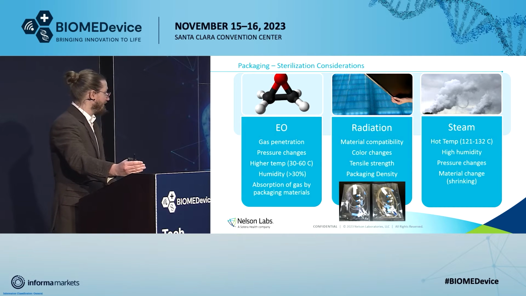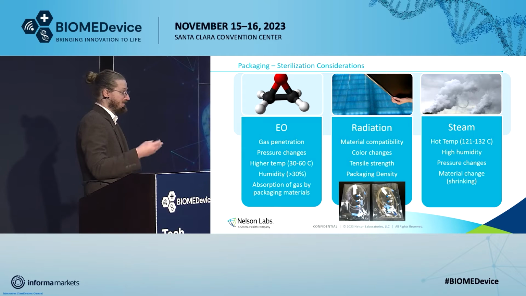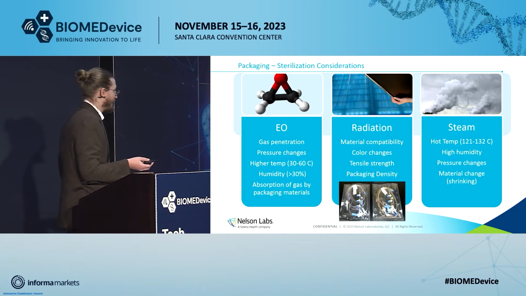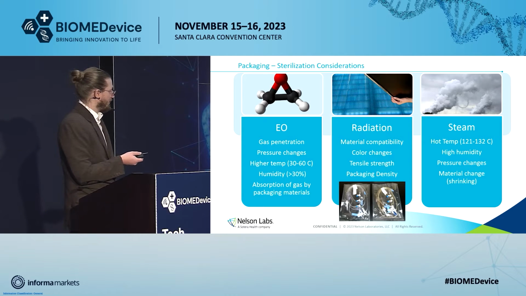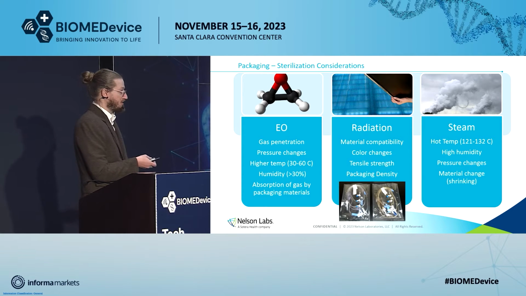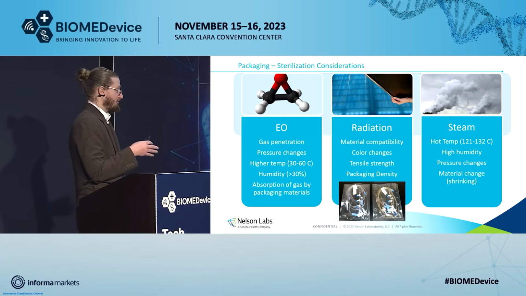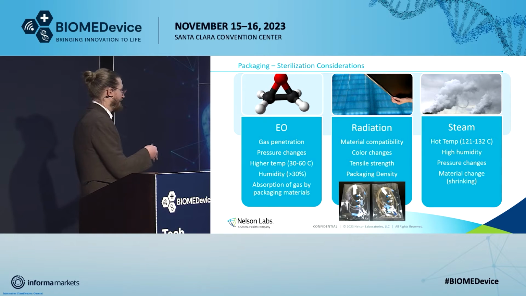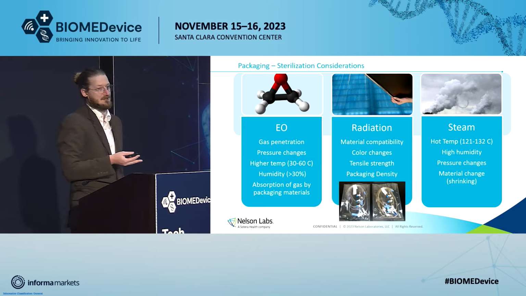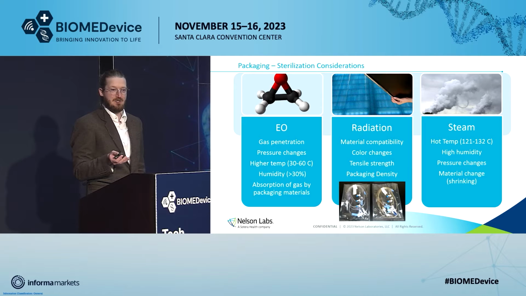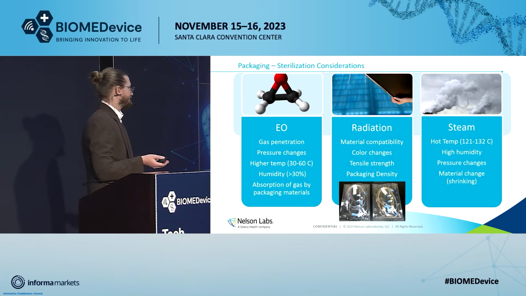Like for example, if you're looking at EO, EO is done by gas penetration. So if you're using, say, a foil pouch, it's not going to sterilize it, right? It's not going to work. If your product or your packaging is influenced by pressure changes as they're doing the injections for EO, that also needs to be taken into account. Maybe your seals or whatever it is, they can't handle those changes. And similarly, temperature is also a factor, right? EO is not as intense as steam, but it's still elevated temperatures that you have to consider.